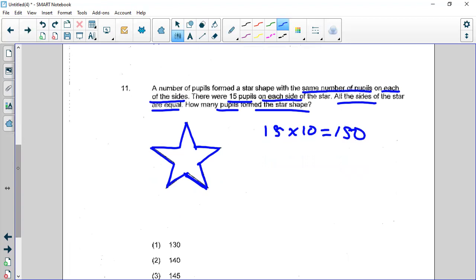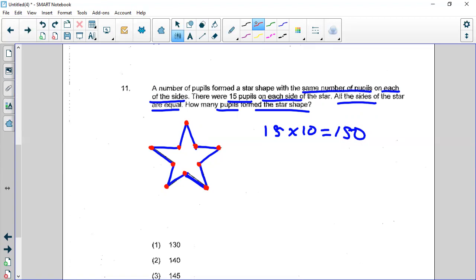Remember the overlap? There are students who overlap on 2 sides. What do you mean by overlap? All right, let me show you. There's a student here. There's a student there. And that student is found on 2 sides. And there's a student here, also found on 2 sides. So you have some students found on 2 sides. Can you see all these students? You have all these students found on 2 sides, right?